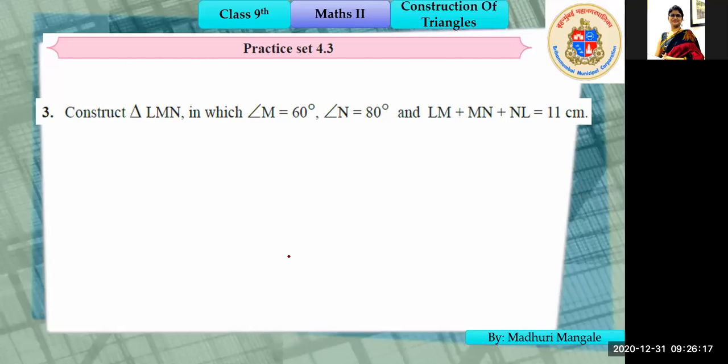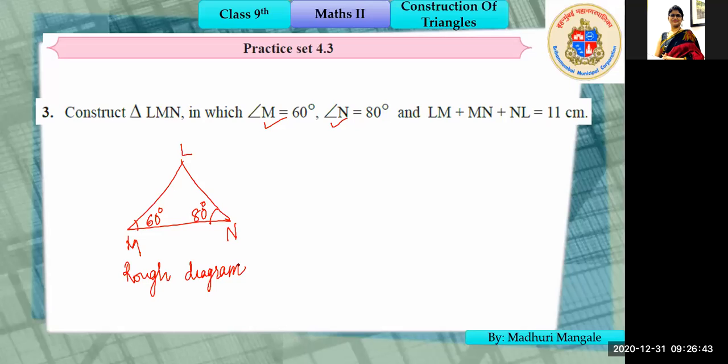Okay, so what is the first step? We have to draw the rough diagram, right, students? So the rough diagram is a triangle with M and N at the base. So M and N go there, L is over here, angle M is 60 degrees, angle N is 80 degrees, and we need to mention that this is a rough diagram. Great. And now let's do the construction.